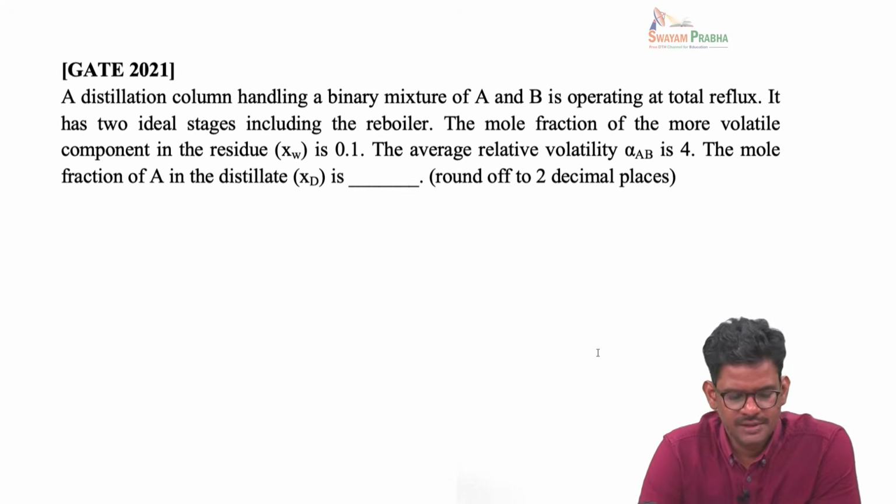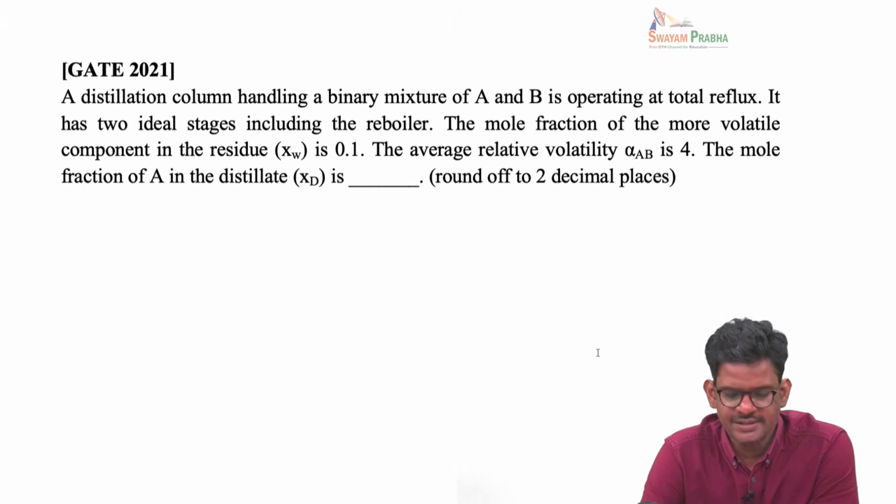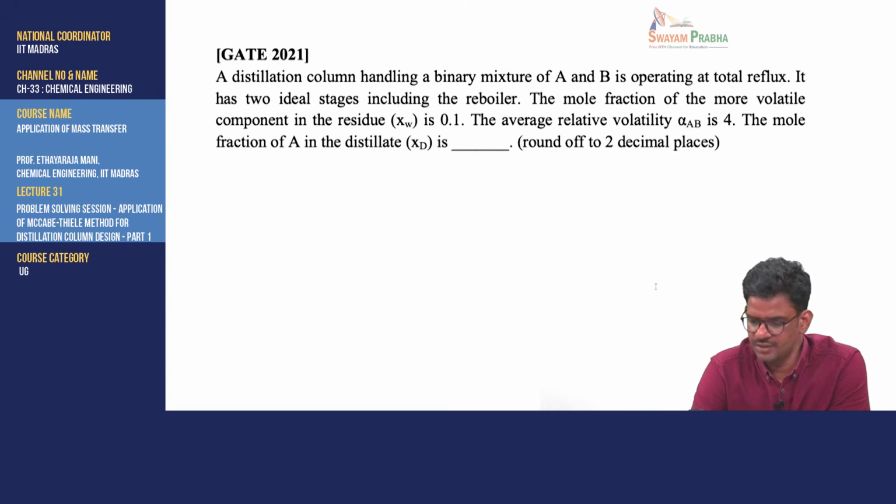So, in this problem, a distillation column handling a binary mixture of A and B is operating at total reflux. So, this is a continuous rectification or fractionating column operating under total reflux. It has two ideal stages including the reboiler. The mole fraction of the more volatile component in the residue is 0.1. The average relative volatility alpha is 4. The mole fraction of A in the distillate is to be found.